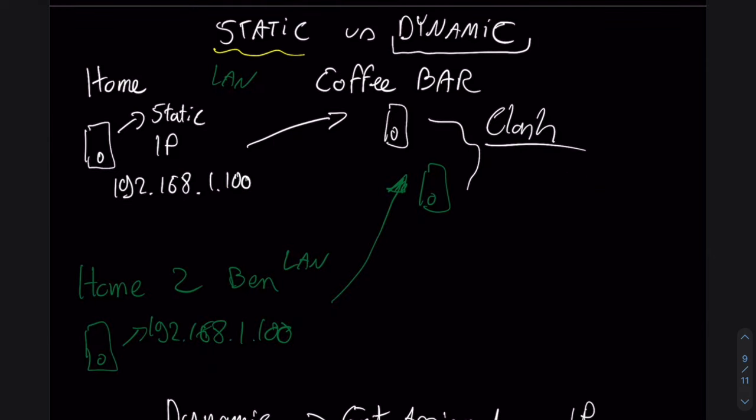So static versus dynamic. Static IP addresses that are set on the device level would work if you are very good at knowing that you're not going to set the same static IP address on another device, and it works very well in your own home. But as soon as you leave your home, this is not practical. You go to a coffee bar, or any other place with a bunch of other people, you might have a clash if two people are on the same IP address, or if the DHCP server has already given out that IP address to someone else.